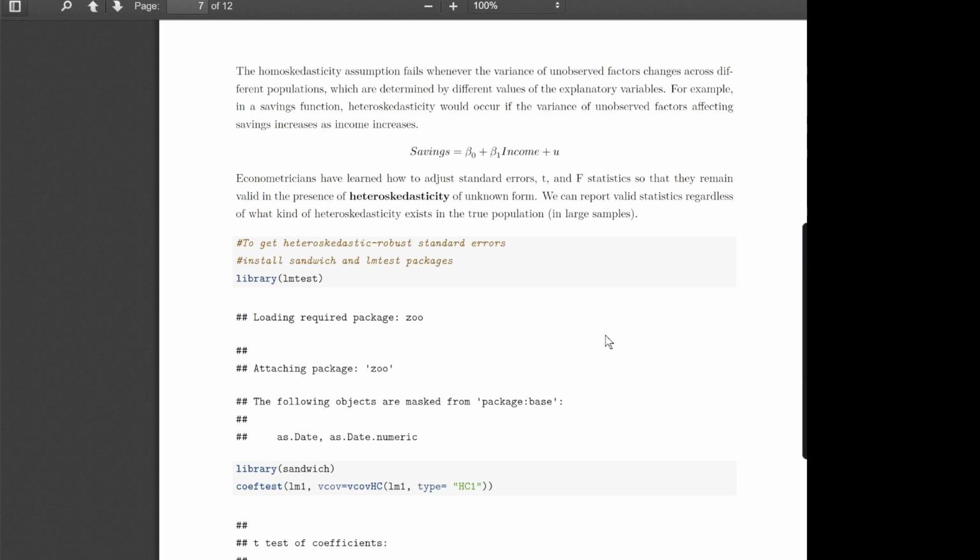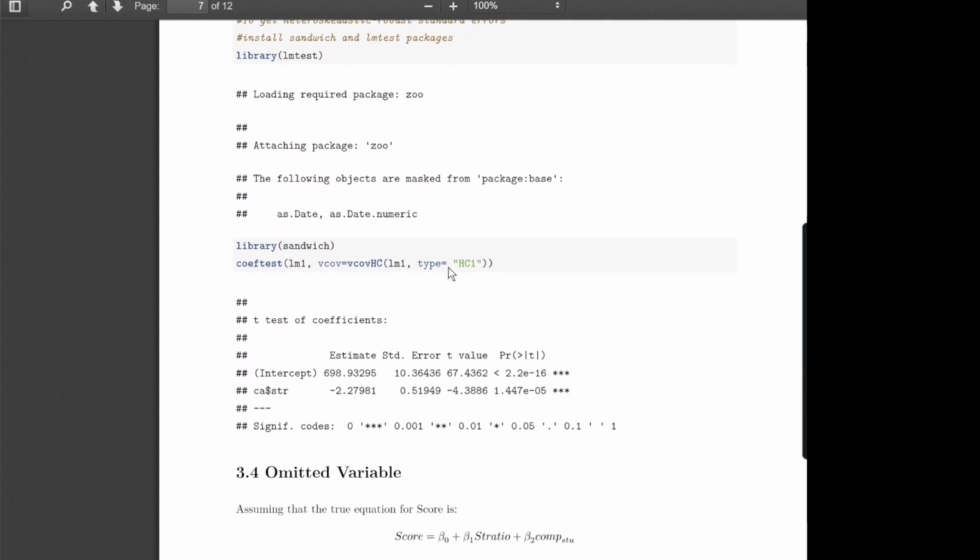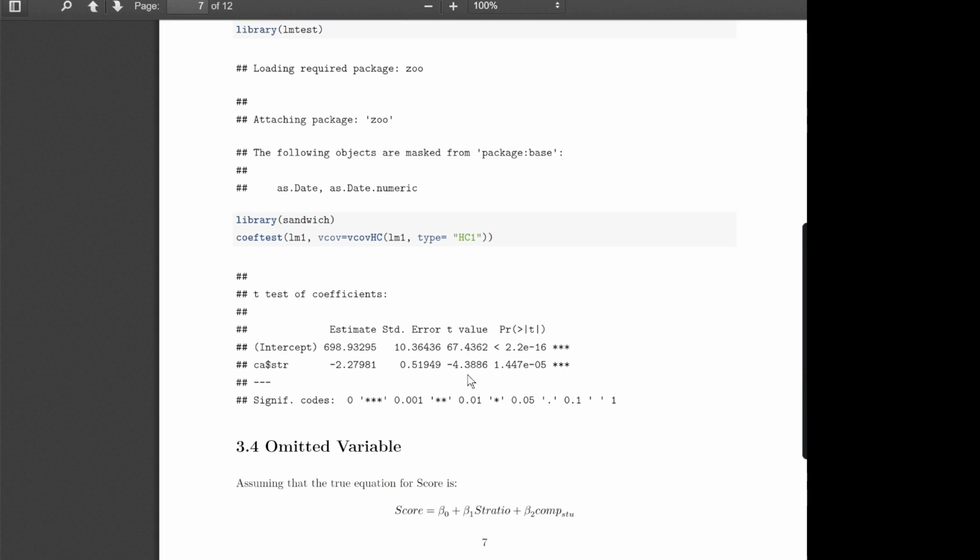They will consume more. So if your saving is a function of your income, and if you're rich, you have more choices. So the variation of savings for rich people will generally be larger than the variation of savings for poor people. So you have heteroskedasticity here, and we want to use robust standard errors to adjust for this difference.